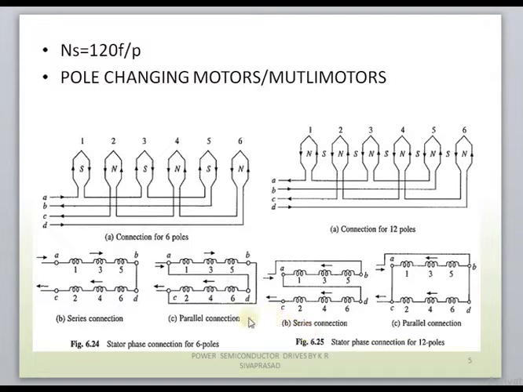This is in the case of 6-pole only. If you want to make the same series and parallel connections in the 12-pole, this is the type of connection we have to consider. Current passes from B to A, then A is connected to D, and then it reaches C. This is a series connection in 12-pole windings. For a parallel connection, just short A and C, and B and D. The current will flow like this. This is nothing but the 12-pole series and parallel connection.